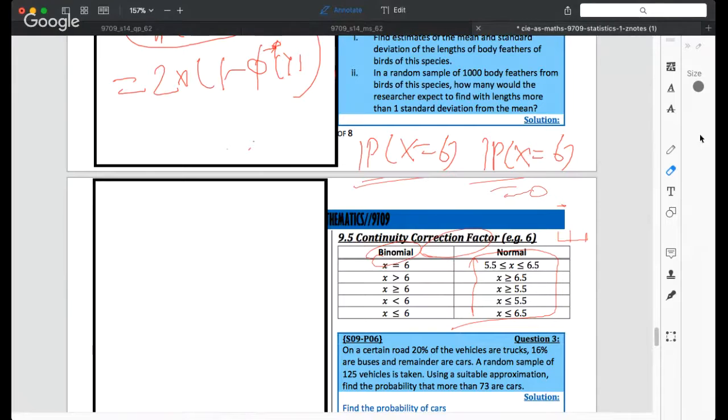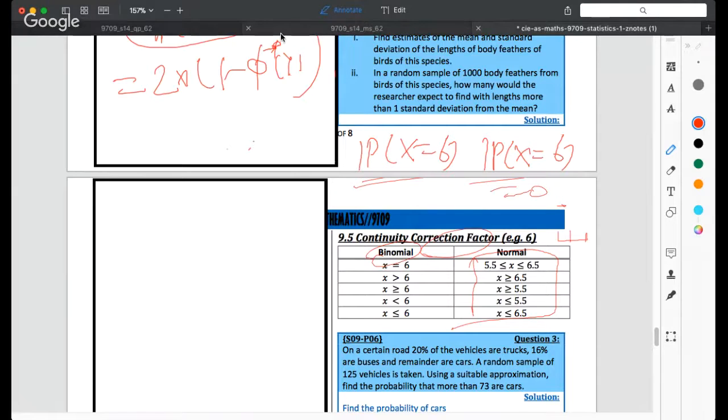On a certain road, 20% of the vehicles are trucks, 16% are buses, and the remainder are cars. A random sample of 125 vehicles is taken. Using a suitable approximation, find the probability that more than 73 are cars.